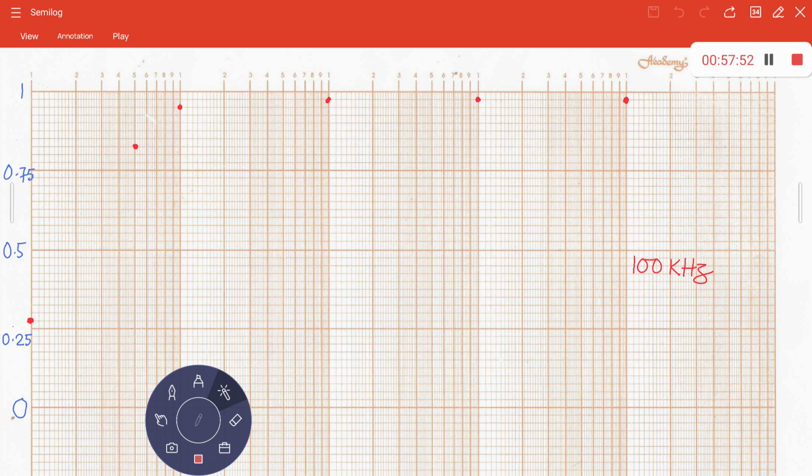Once this is done, then you have to find out the bandwidth, the 3 dB bandwidth, 3 decibel bandwidth. For this, let me connect like this. You have joined the points, 6 points you have joined.